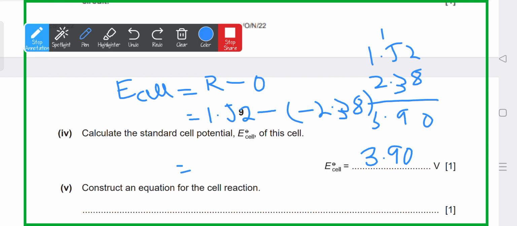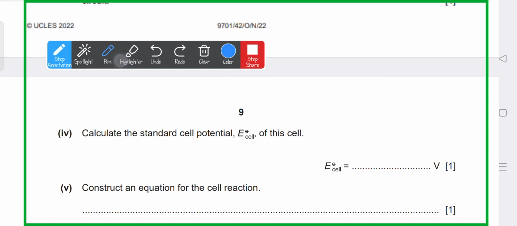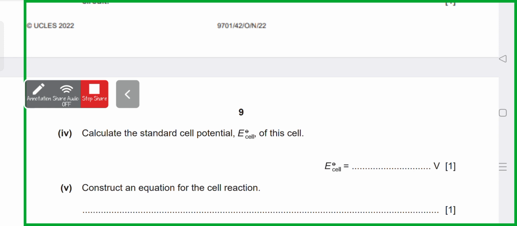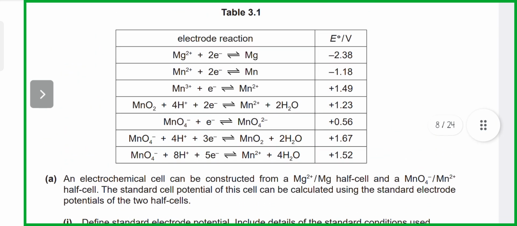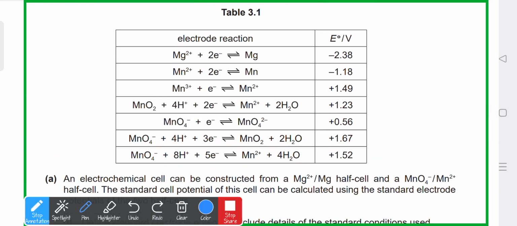Now the next question is that we need to write the overall equation for the cell reaction. That's an interesting thing here. We need to pick our equations. This one is our reduction equation and this one is our oxidation equation. Keep this one point in your mind: whenever you write the overall equation, you always have to reverse the equation whose electrode potential is smaller. So I'm going to reverse this equation.